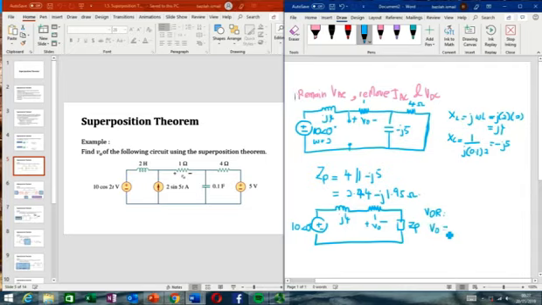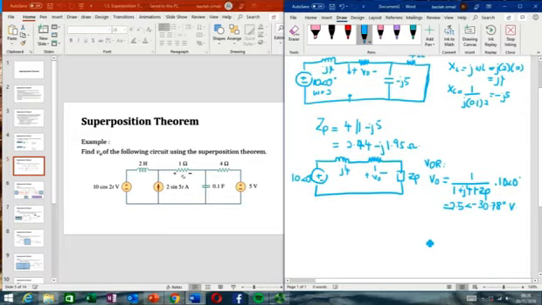So V naught is equal to the value of the impedance itself divided by the total impedance, so 1 plus j4 plus ZP, multiplied with the source. So 1 divided by the answer multiplied with 10. So the answer is 2.5, and the angle is negative 30.78 volts.